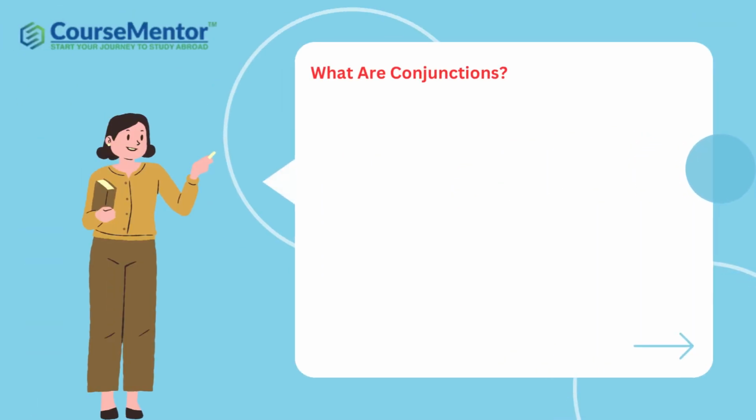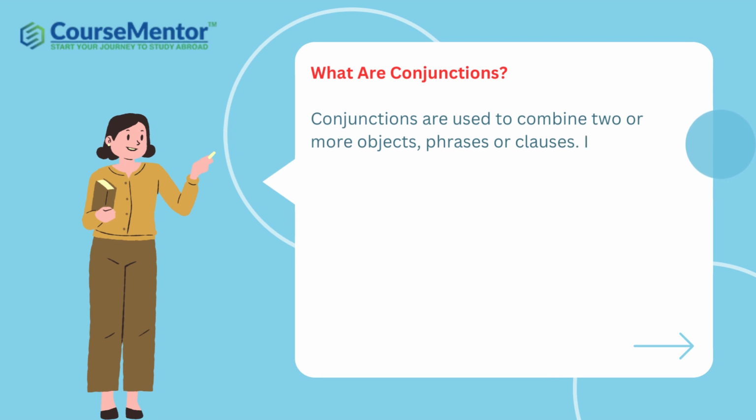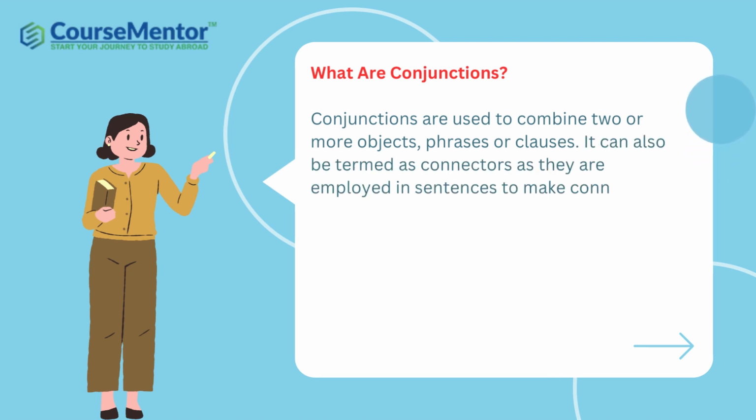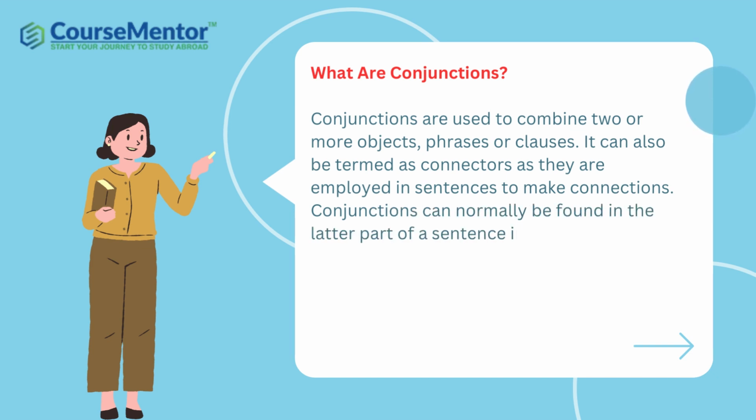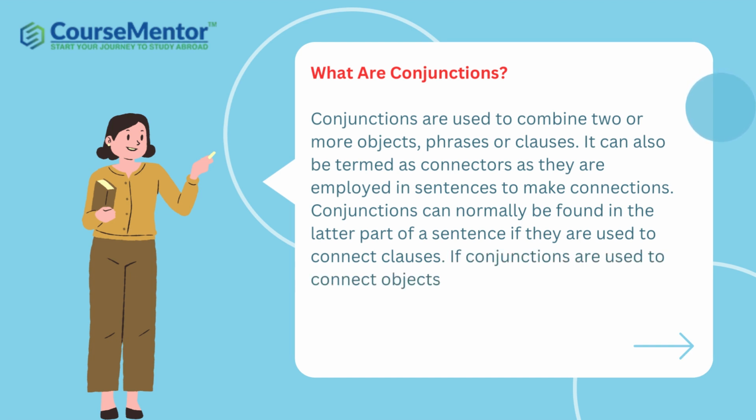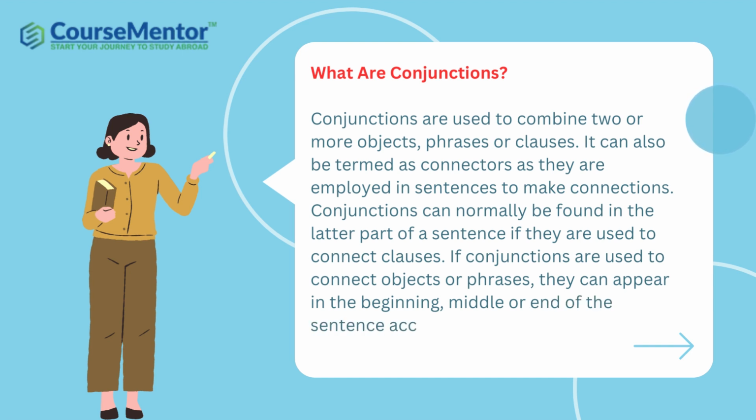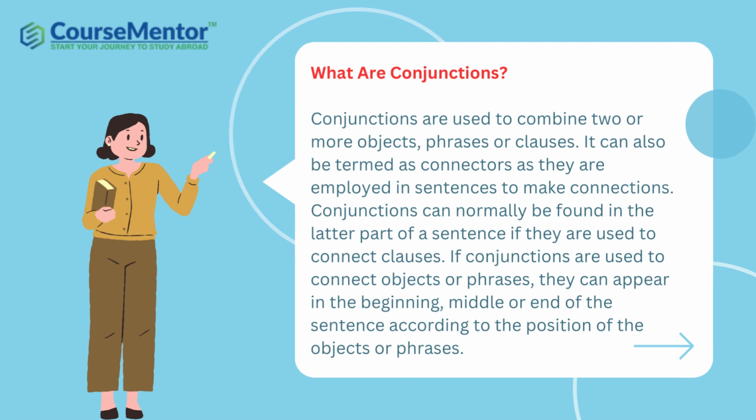What are conjunctions? Conjunctions are used to combine two or more objects, phrases or clauses. They can also be termed as connectors, as they are employed in sentences to make connections. Conjunctions can normally be found in the latter part of a sentence if they are used to connect clauses. If conjunctions are used to connect objects or phrases, they can appear in the beginning, middle or end of the sentence according to the position of the objects or phrases.